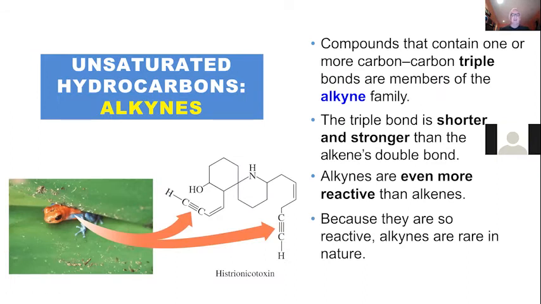The next unsaturated hydrocarbon we're going to deal with, and we're not going to deal with it all that much, are alkynes. And that is basically any compound that has a triple bond in it.